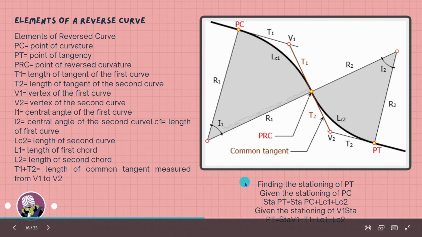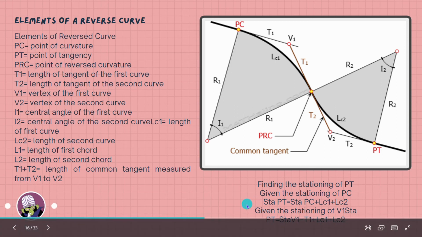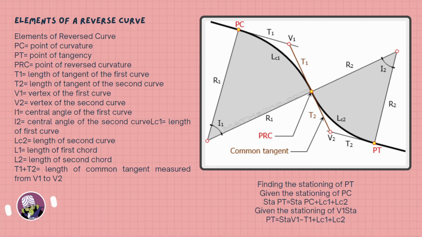In finding the stationing of PT, given the stationing of PC, STA PT is equal to STA PC plus LC1 plus LC2. Given the stationing of V1, STA PT is equal to STA V1 minus T1 plus LC1 plus LC2.